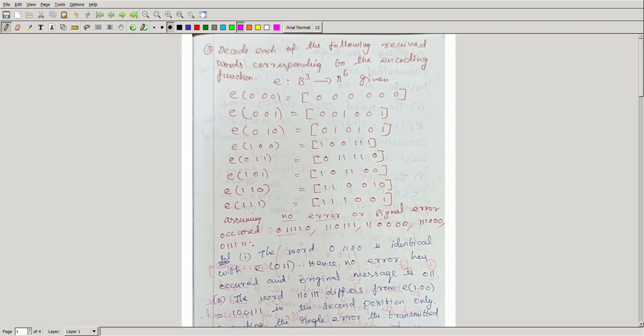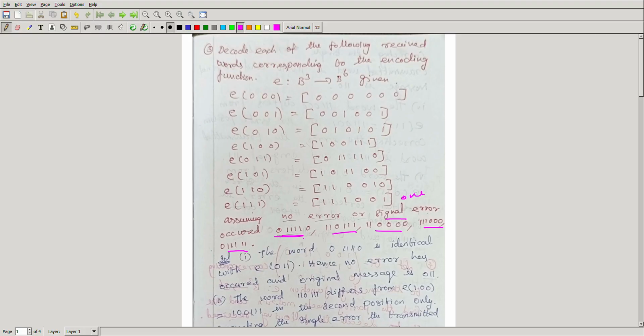Okay, now what is the question? Assuming no error or single error occurred. So how many different passwords are given? 1 2 3 4 5. They given 5 passwords. You have to select which one is matching for this exact password, which means which one is the original message. Like that we are going to find out. So assuming no error, or single error. Single error means one error is also okay.